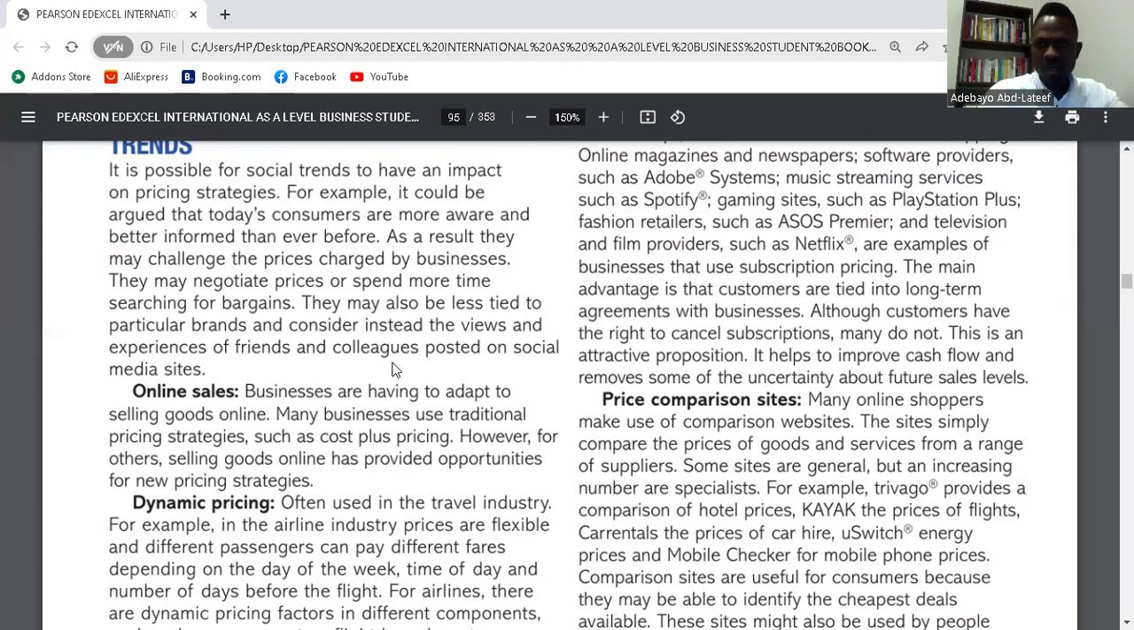The main advantage, like with Netflix, is that customers are tied into long-term agreements. Like my Netflix, every now and then I just want to subscribe. I don't want to lose out. So I get used to it. And even if I don't want it, my household wants it. So it's going to be for as long as possible. You get it? So it becomes part of your daily life. That is what they are saying there. And that will increase your sales in the future because you will continue to have these subscribers, long-lasting. Is it clear?